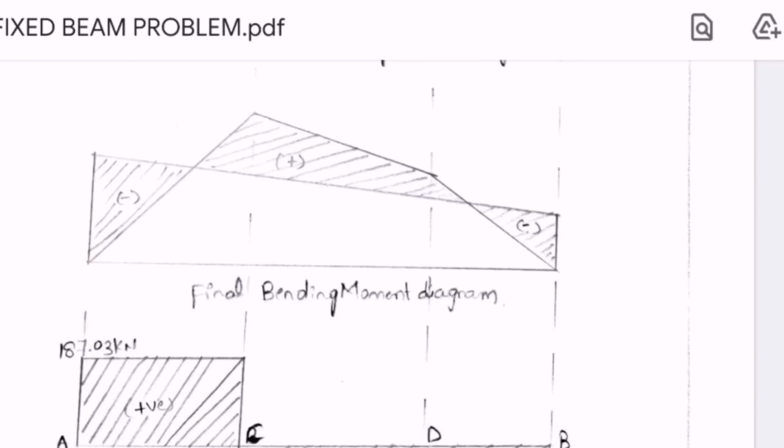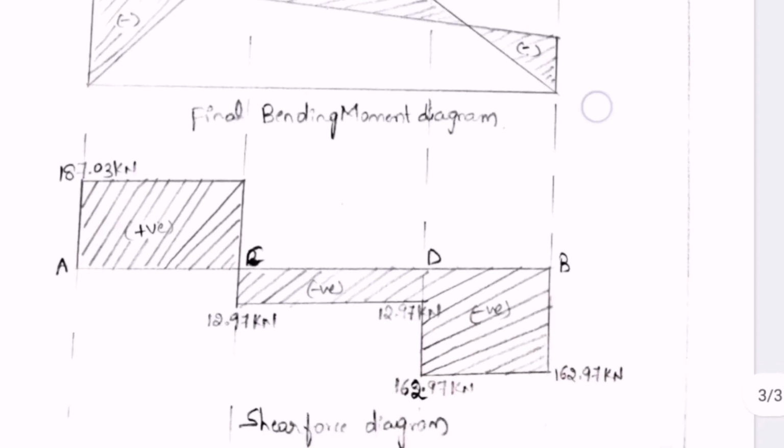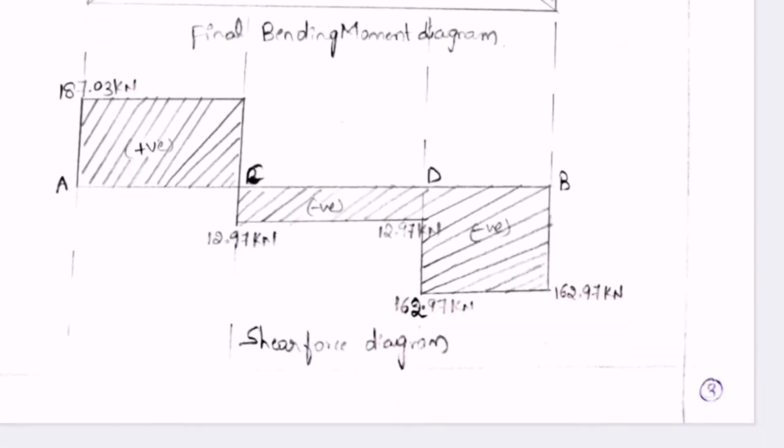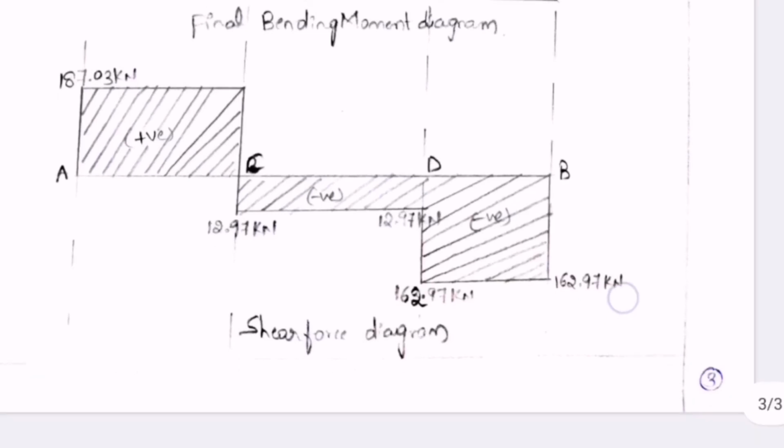And this is a general shear force diagram. If it is asked in the question we can draw it, otherwise we can leave it. For the shear force diagram, we take the values of the forces of the fixed beam, where we have found VA, VB and all those, and directly draw the shear force diagram. So that's all regarding the fixed beam problem.